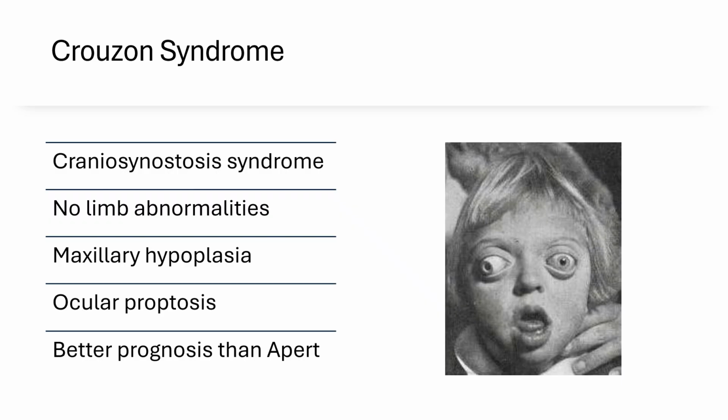Think of this as the eyes having less space to sit back in their normal position, making them appear more prominent. While this can create some of the same eye protection issues we discussed with Apert syndrome, the problems are typically less severe. Understanding that Crouzon syndrome carries a better prognosis than Apert syndrome helps you counsel families more optimistically while still acknowledging the real challenges that craniosynostosis creates.